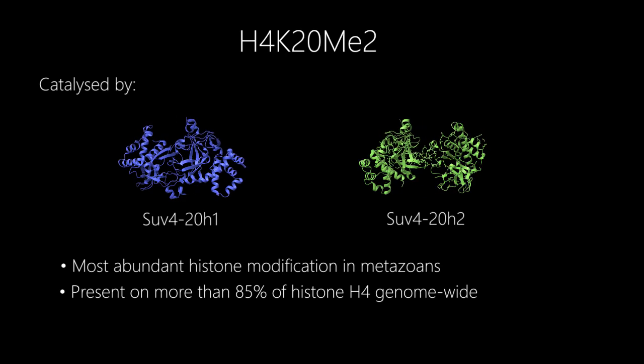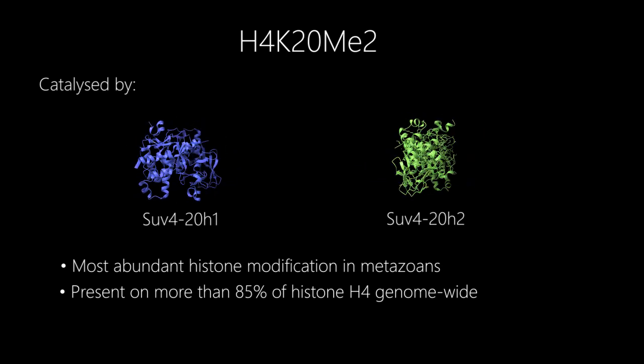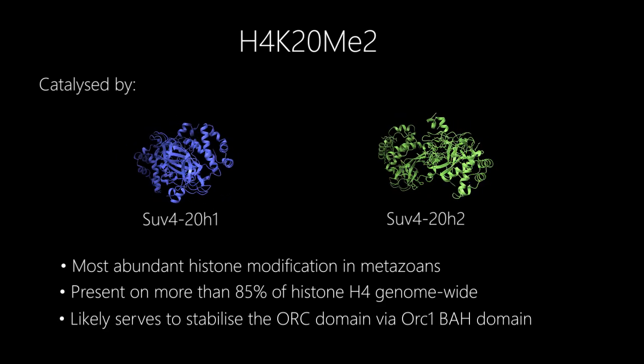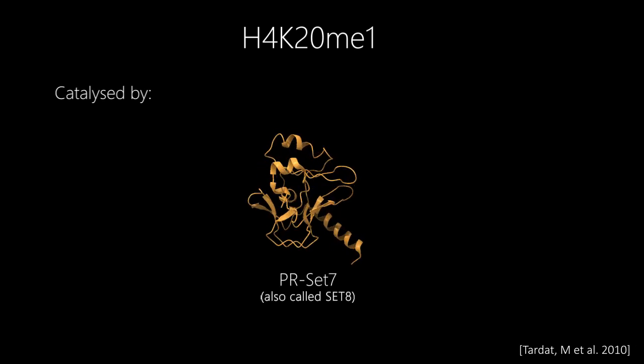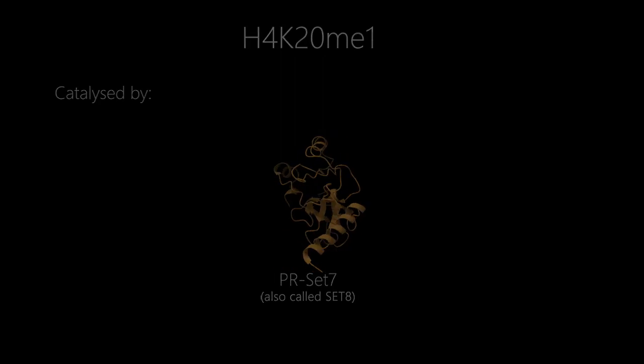Thus, it is clear that this modification is not a means by which the ORC is directed to specific loci, but likely serves to stabilize the ORC complex via ORC1. Another histone methylation, H4K20Me1, is catalyzed by PR-Set7 and has been shown to be critical for pre-replication complex assembly.